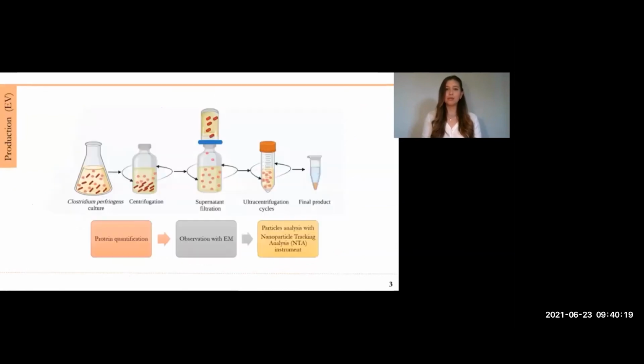antimicrobial activity. The production of the membrane vesicles is based on four steps, mainly the growth of the bacteria in a nutritive culture medium, followed by a centrifugation cycle and an ultracentrifugation process. Analysis of the vesicle production is done by protein quantification, direct observation with electron microscopy, and particle size and distribution analysis.